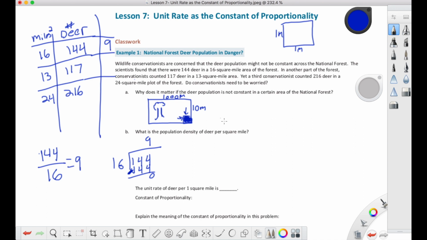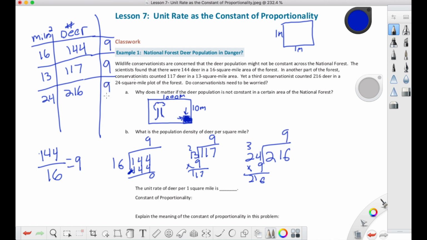Now let's do 117 divided by 13. I think this one is also 9. 9 times 3 is 27, plus 9, 10, 11, yep, 9. So the constant here is 9. Then, anybody want to guess? 216 divided by 24. Let's try 9. 9 times 4 is 36, 18, 19, 20, 21. Okay, 9.